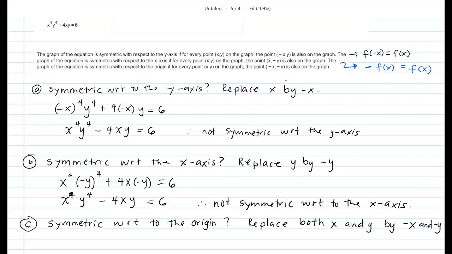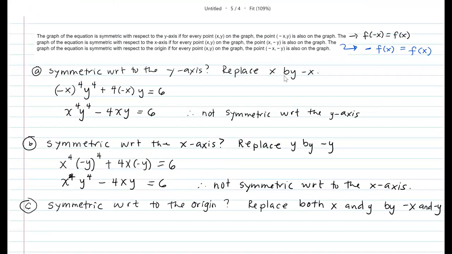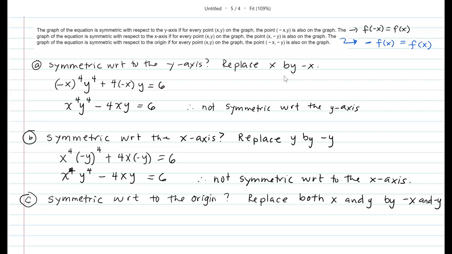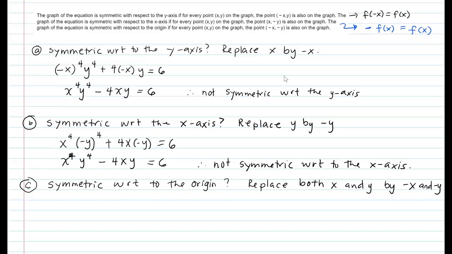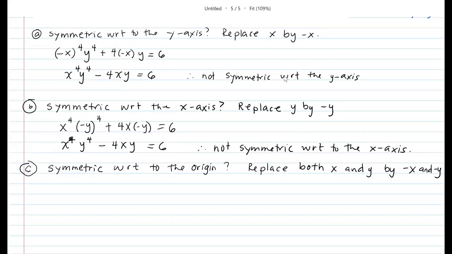To check that, you just replace both x and y by its negative. Okay, so here x becomes negative x, so negative x to the fourth times negative y to the fourth, also replace y by negative y, plus 4 times negative x times negative y, and see if you get the original equation back.